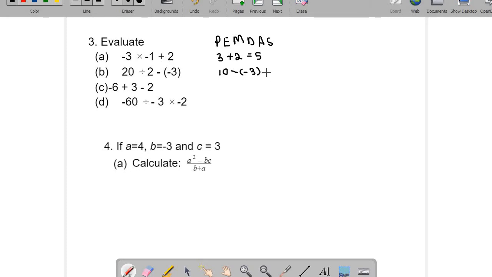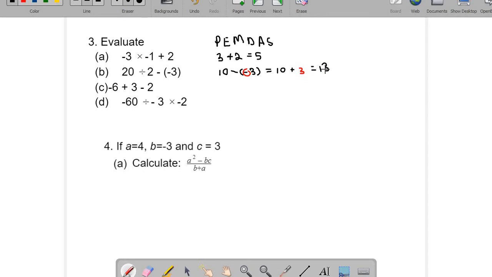Alright, so next thing we're going to do is subtract. And we know that the rules for directed numbers says that you change to add the opposite when you're subtracting your directed numbers. Okay, so we're going to change this -3 to a +3 or just 3. And we should get 13.